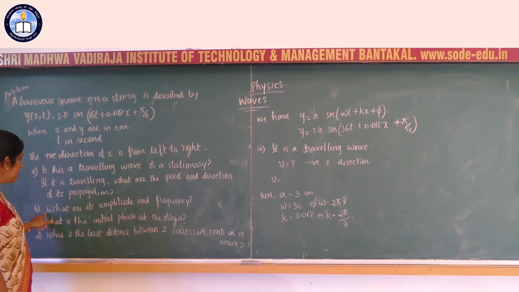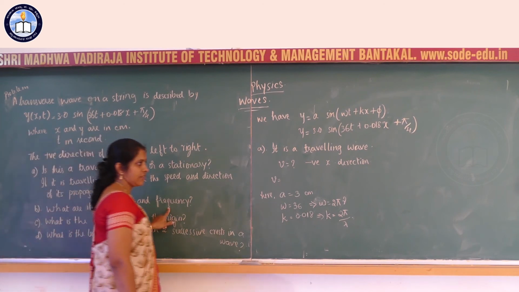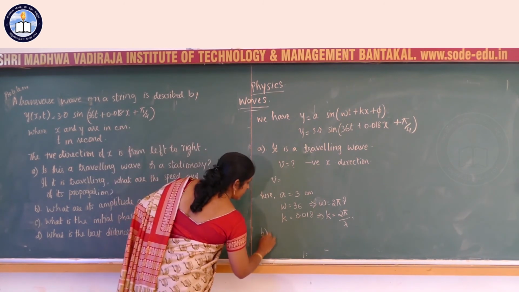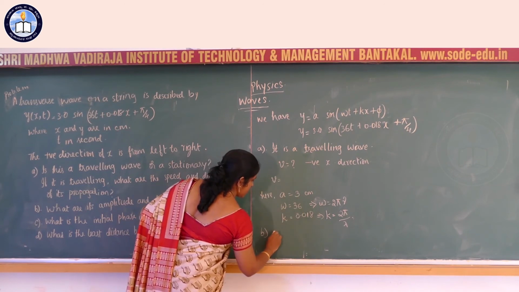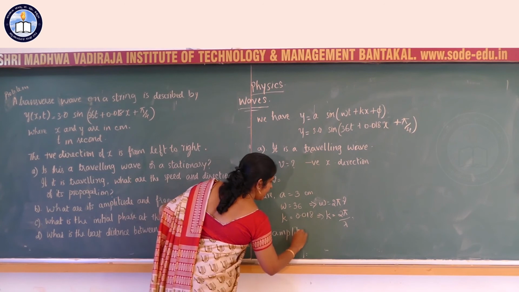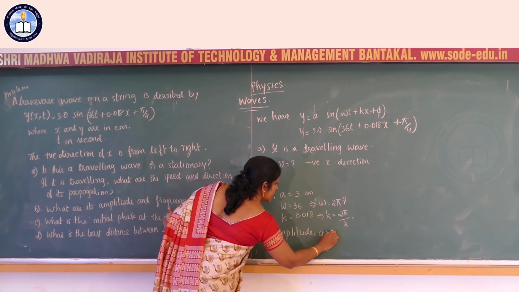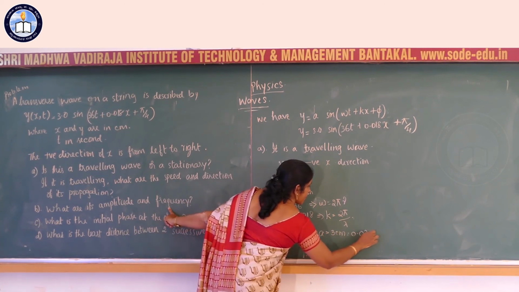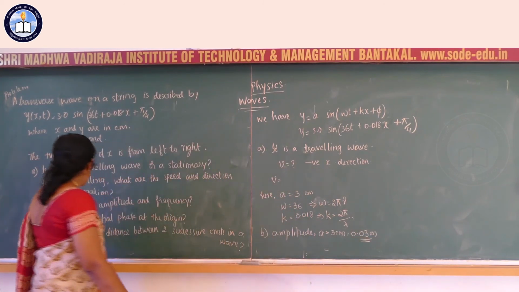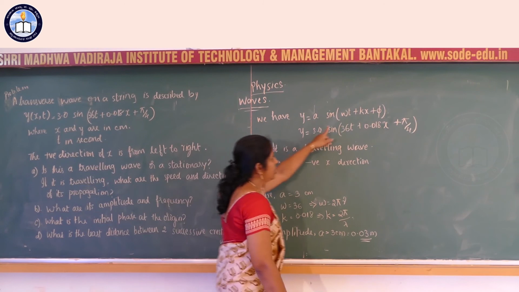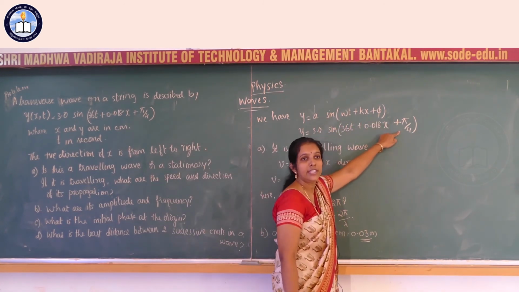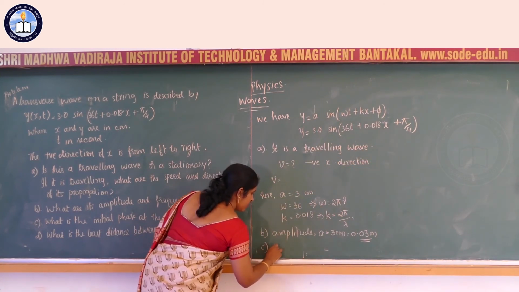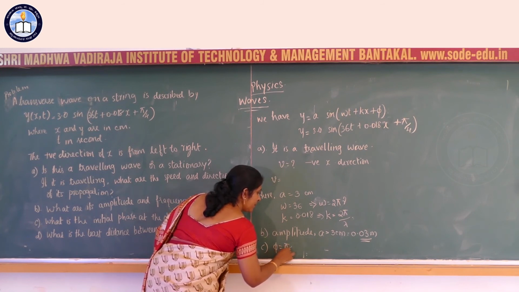Next, amplitude and frequency. First let us solve B and C, then we can get the value of v. Amplitude is 3 centimeter. Comparing these two equations, we get amplitude A is 3 centimeter or 0.03 meter. What is the initial phase at the origin? The initial phase at the origin is obtained by taking the phase angle. Here the phase angle phi is pi by 4 or 45 degree.